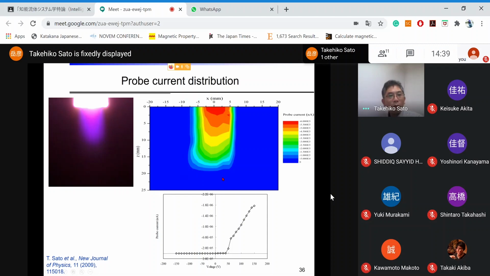We also measured the probe current in the jet. Here we apply the voltage like this. If we apply 100 volts and the current flows, it means even in this area many electrons exist. So that's a kind of charged flow. That's one of the important characteristics of the plasma, and it makes some interesting phenomena.